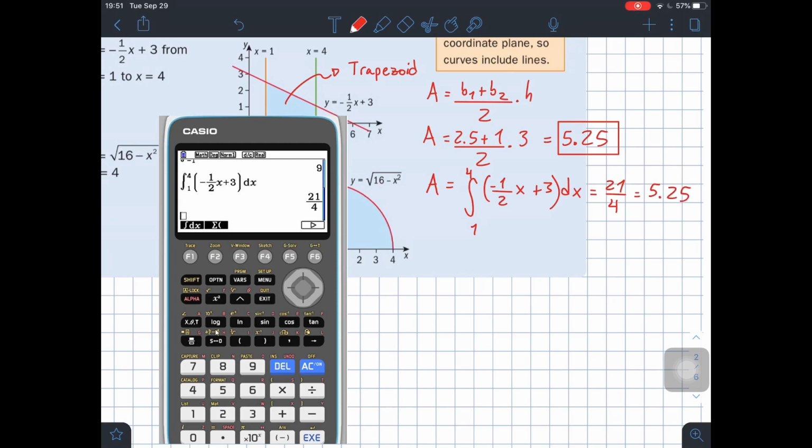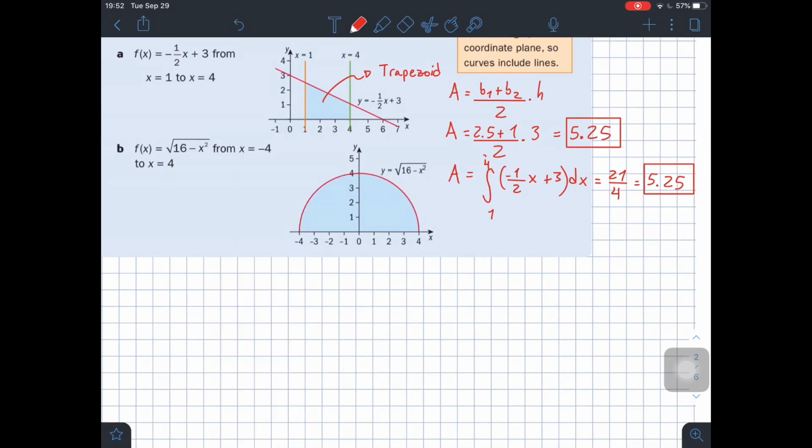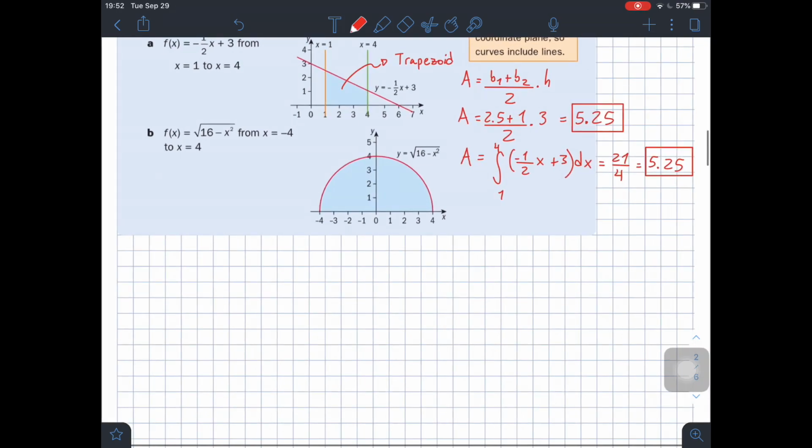So you see how this actually works. We're finding the area under the curve by using definite integrals. The difference between definite integrals and indefinite integrals is that we now have boundaries for integration. We define an initial value of x and a final value of x, and that's why we call this a definite integral. Okay, so let's see a second case.